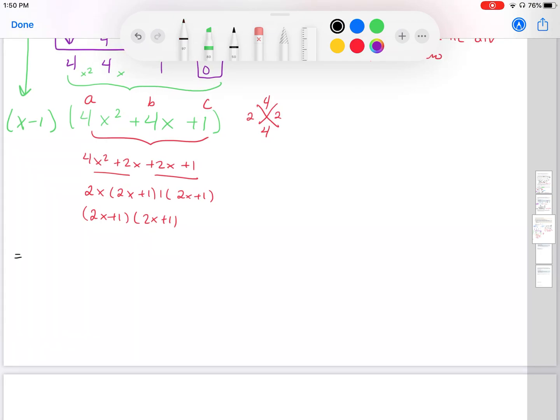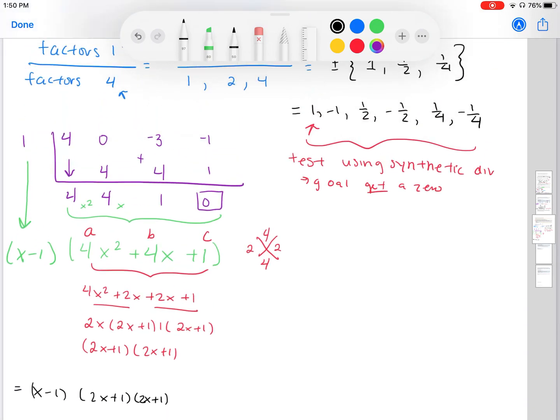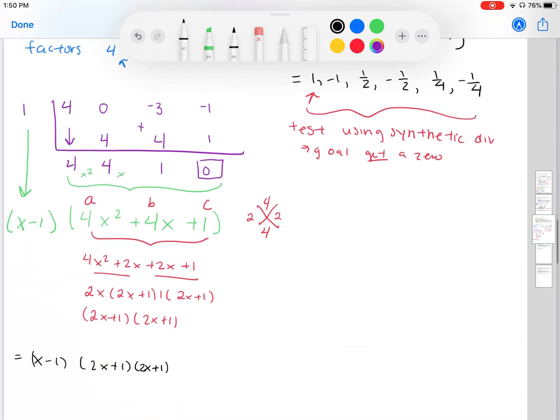All right, so right now we have x minus 1 and 2x plus 1 twice. You can write it squared if you want. There we go. We have fully factored. Now, what did our question want? We want to find the zeros.